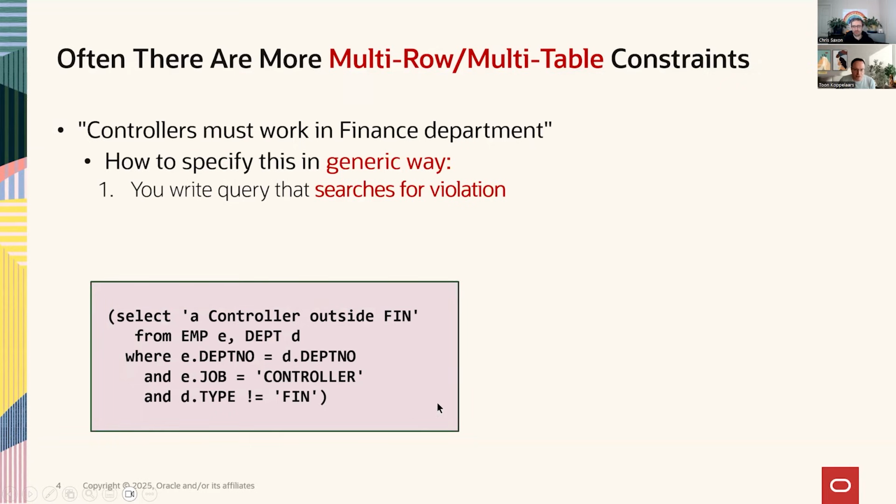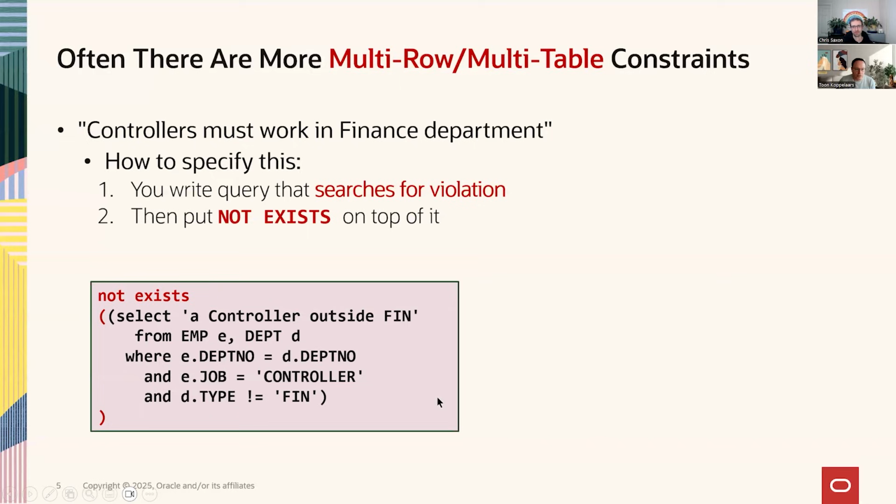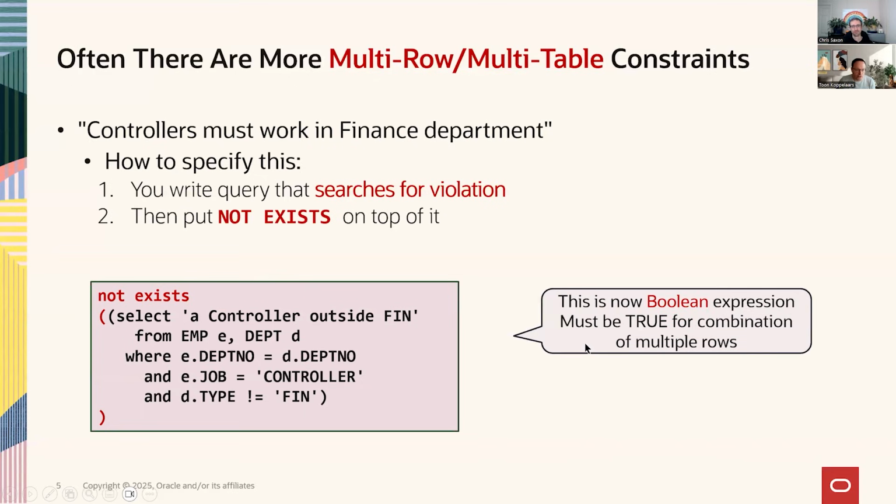And the way to specify this constraint now is then you stick a not exists on top of it. So you basically tell the database this query may never return a row. So not exists a controller outside finance. By sticking the not exists on top of it, this is now a Boolean expression, and the database will be tasked to keep this expression true at all times. Let's look at another example.